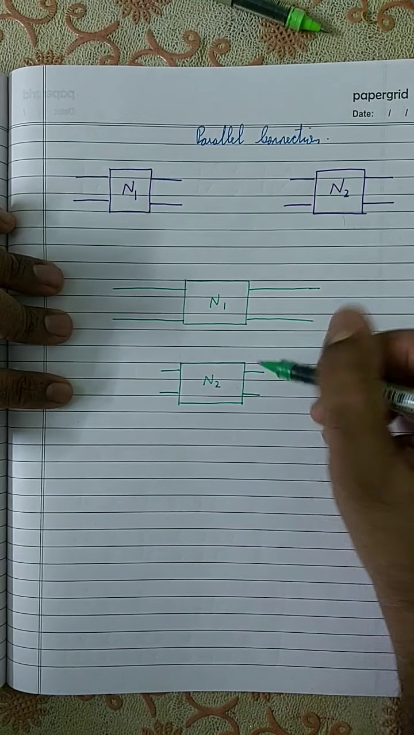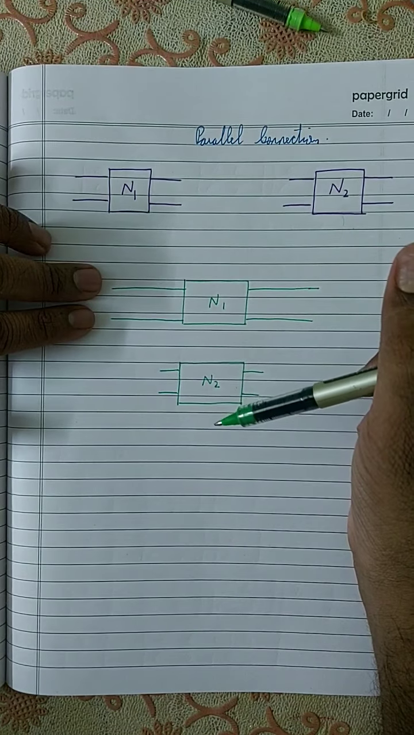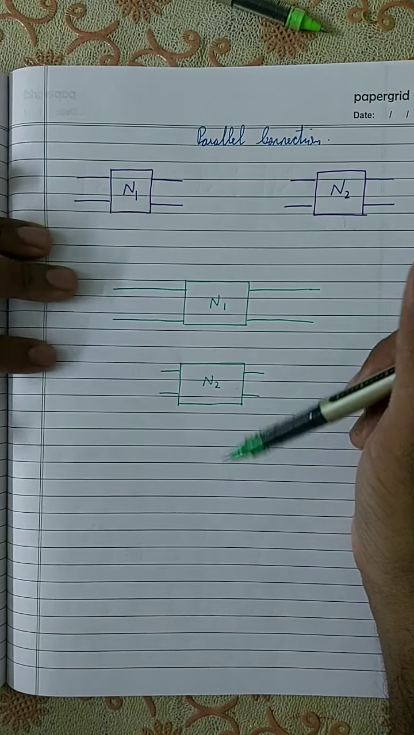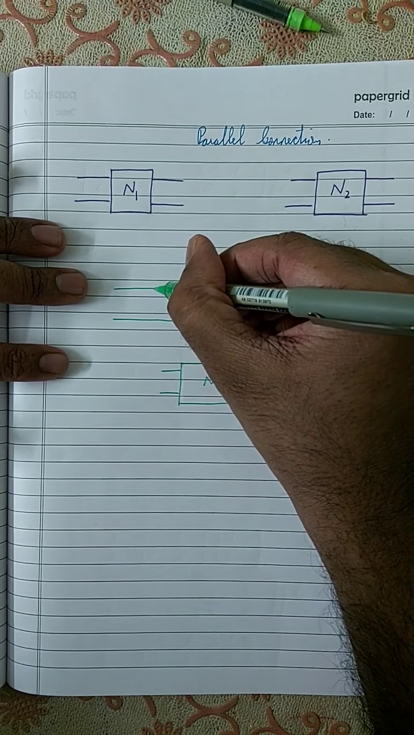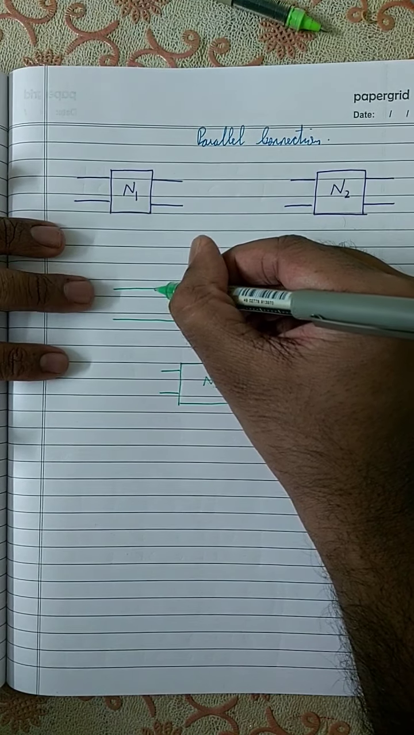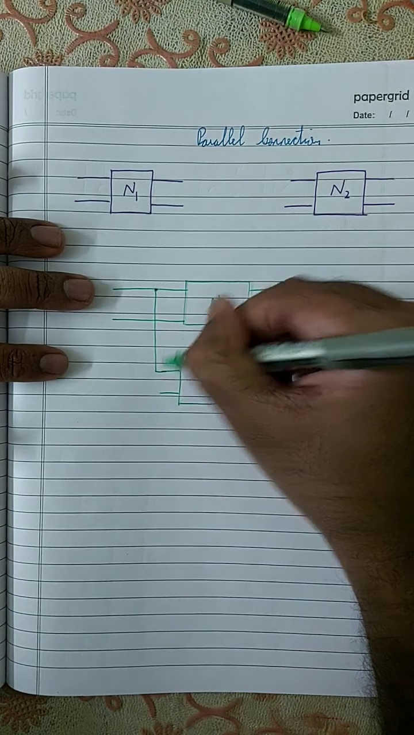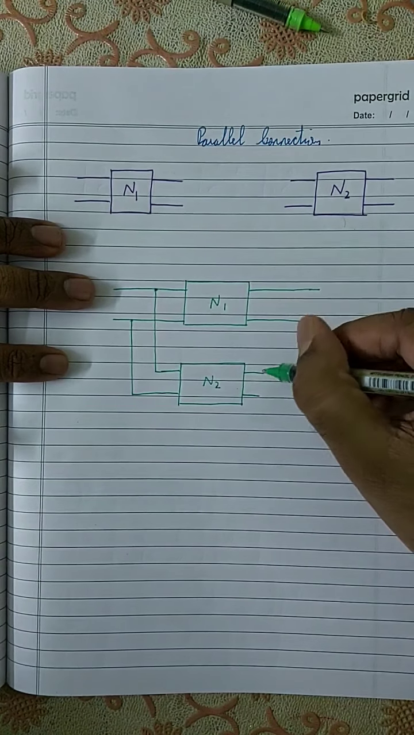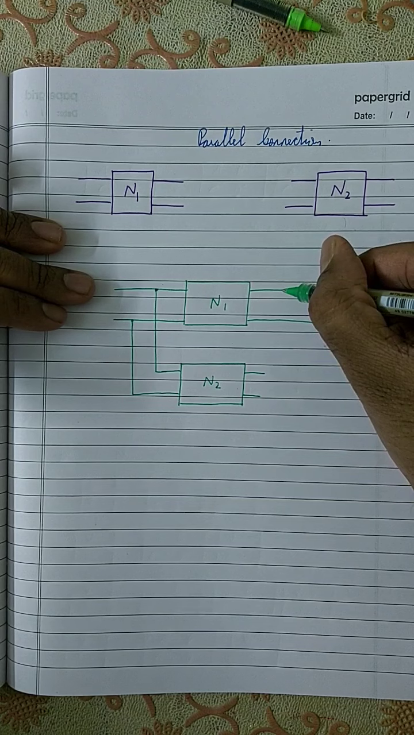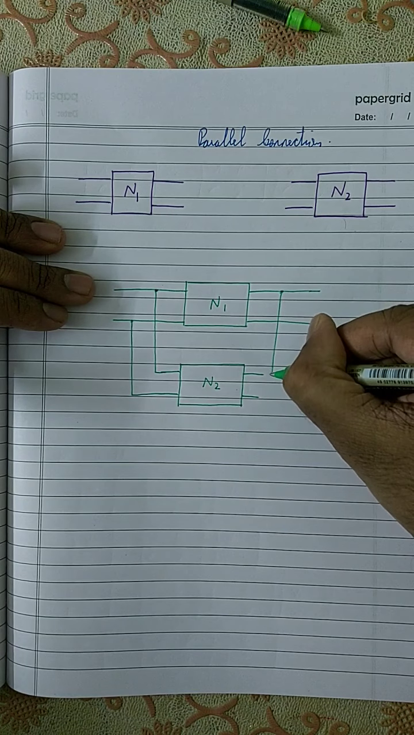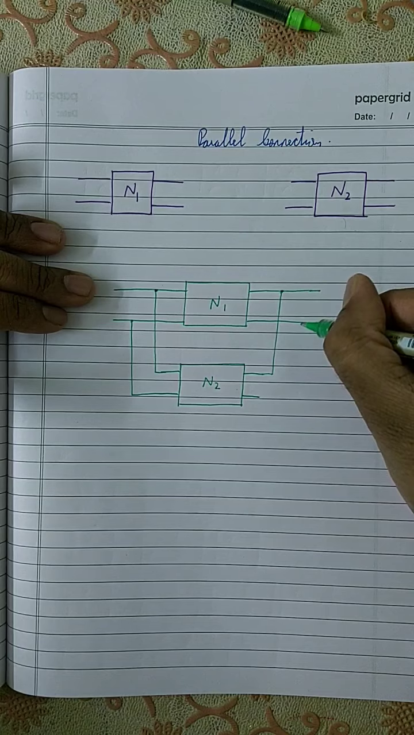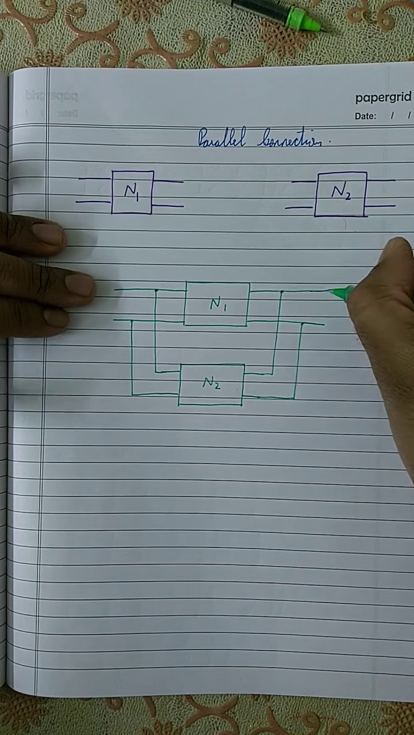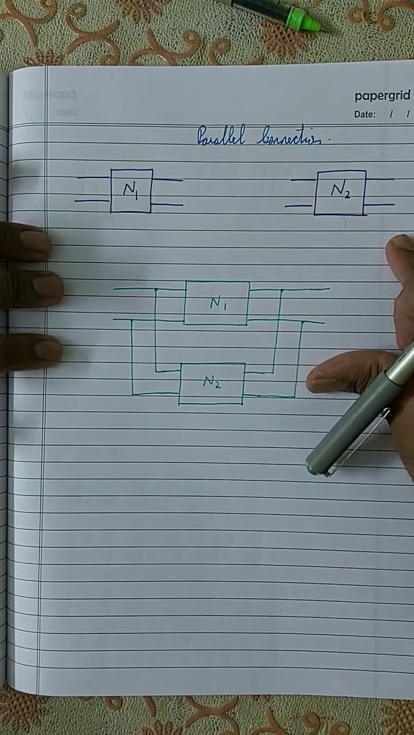Again, when are two networks said to be in parallel? They are said to be in parallel if the voltage across the two networks is the same and the current is the one that gets divided. What it means is that the first signal line of N1 is connected to the first signal line of N2, and the second signal line to the second signal line of N2 at the input side. Also at the output side, the first signal line is connected to the first signal line of network N2 and the second signal line is connected to the second signal line of network N2. This is how we represent the parallel connection.